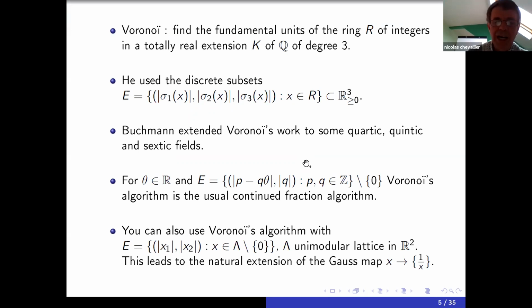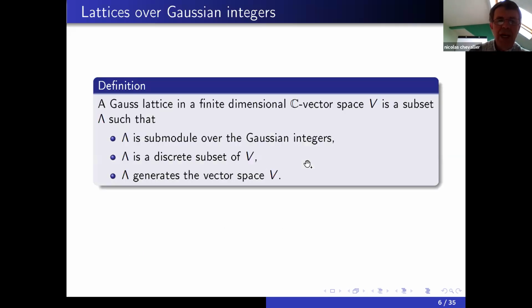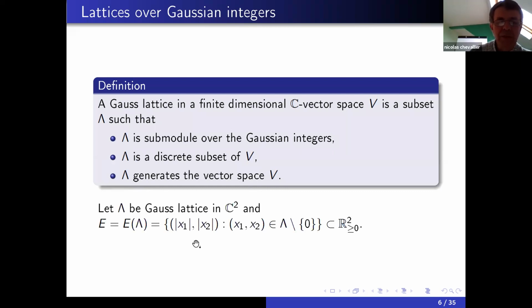So now I go to the complex case. Just the definition of a Gauss lattice. It is a subset of a C vector space V of finite dimension, which is a submodule over the Gaussian integers, and which is discrete and which generates the vector space V. And now we can say that a vector in lambda is minimal if, looking at the moduli of its coordinates in C2, the corresponding vector with the image in E is minimal.